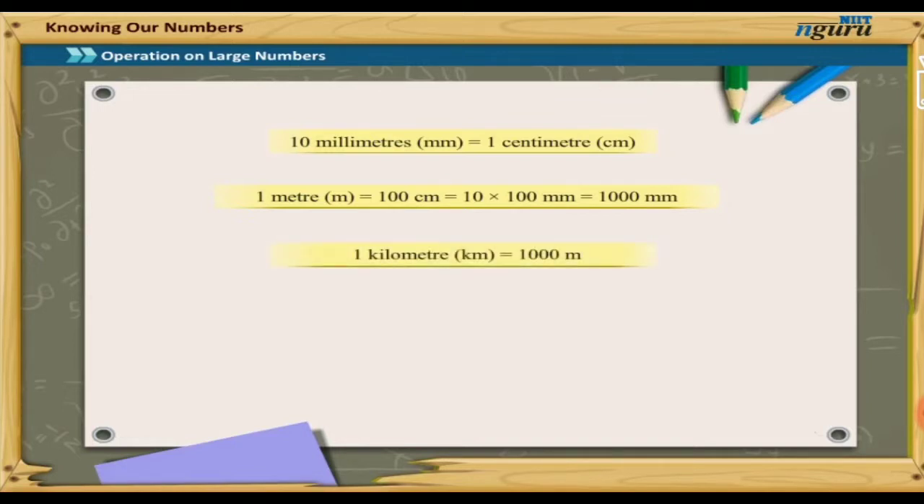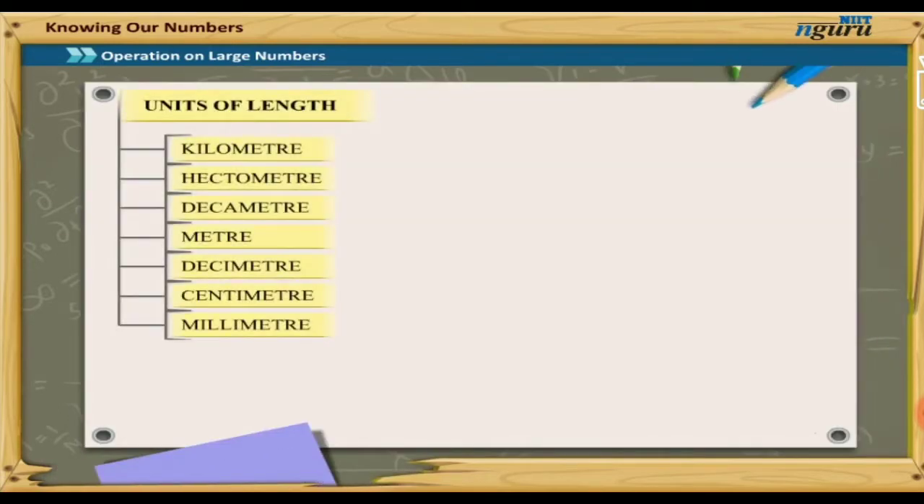1 kilometer is equal to 1000 meters. In turn, 1 kilometer is equal to 10 lakh millimeters. Other than kilometer, meter, centimeter and millimeter, there are other units of measurement such as hectometer, decameter and decimeter. But kilometer, meter, centimeter and millimeter are commonly used units of length depending upon the size of the object.